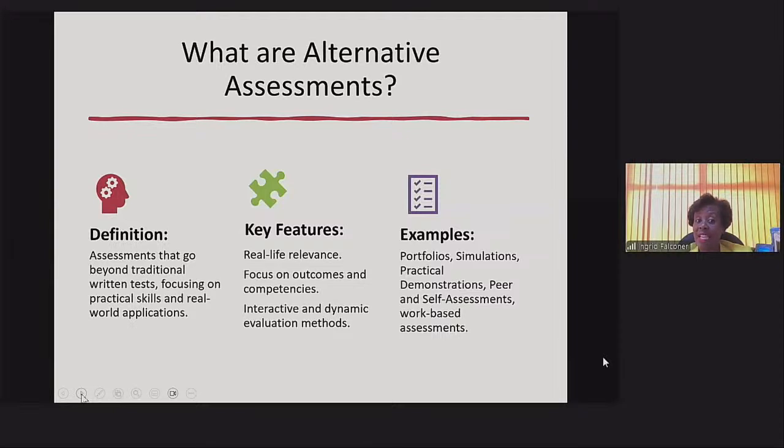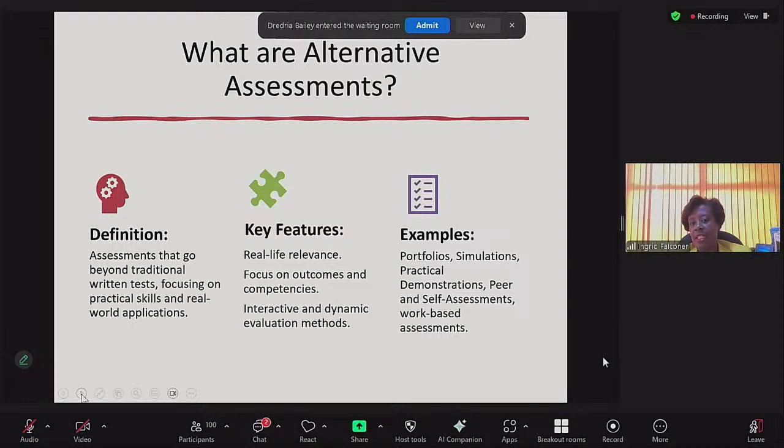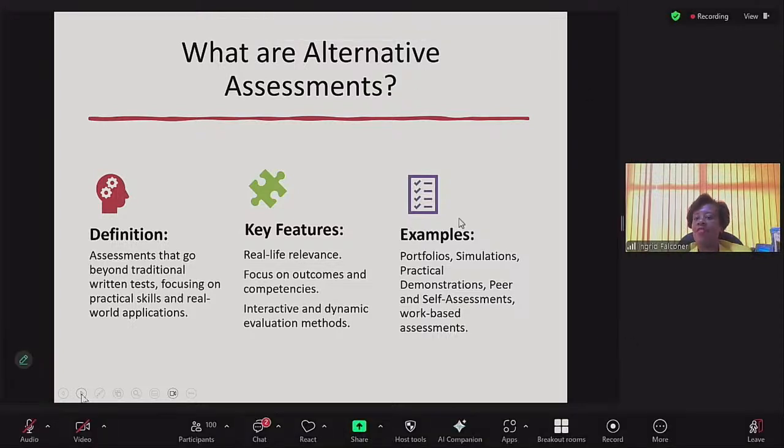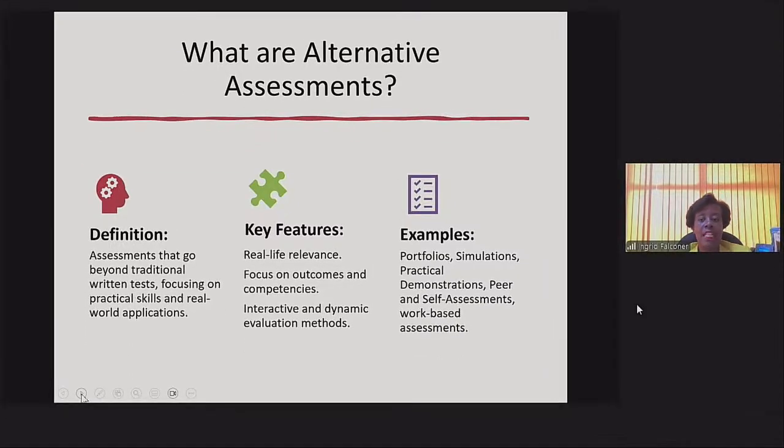What are alternative assessments? Alternative assessments go beyond traditional written tests, focusing on practical skills and real-world applications. The key features are real-life relevance, a focus on outcomes and competencies, and interactive and dynamic evaluation tools. Some examples are portfolio, simulation, peer and self-assessment, work-based assessment, and of course, practical demonstrations.